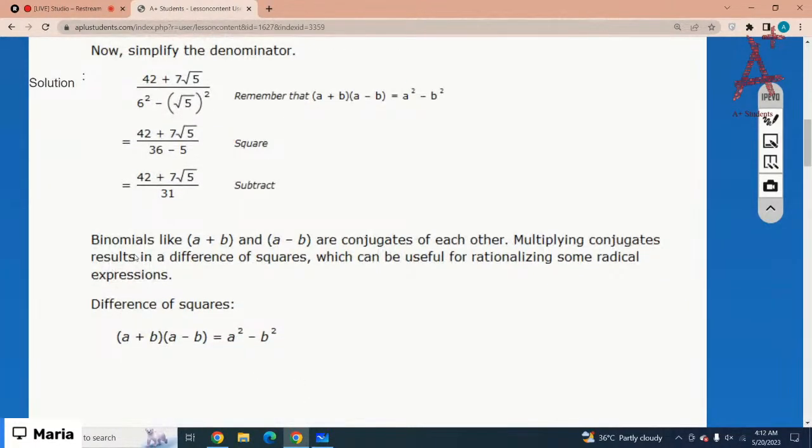31. Binomials like a plus b and a minus b are conjugates of each other. You can see this is the conjugate. If a plus b, the conjugate is a minus b. If a minus b, the conjugate is a plus b. Multiplying conjugates results in a difference of squares, which can be useful for rationalizing some radical expressions. So difference of squares is what? A plus b, a minus b. You can write it as a square minus b square. Got it?